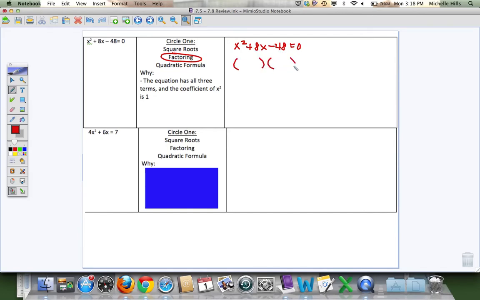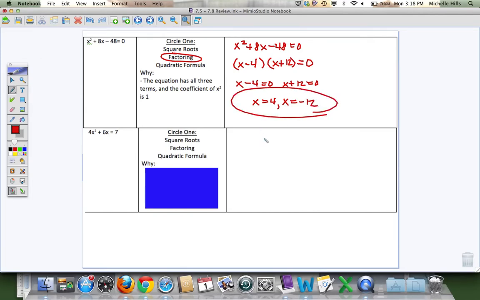And I can work through all of my factor pairs of negative 48, and what I'm going to find eventually is that x minus 4 and x plus 12 will work. Negative 4 times positive 12 is negative 48. Negative 4 plus positive 12 is positive 8. So then, two things multiply together to give me 0, which means x minus 4 could equal 0. Add 4 to both sides to get x equals 4. Or x plus 12 equals 0. Subtract 12 from both sides to get x equals negative 12. Those are my two solutions.